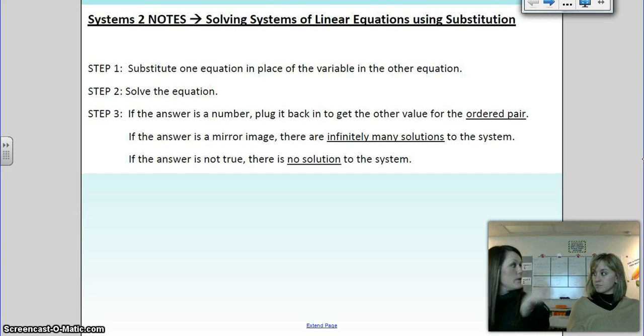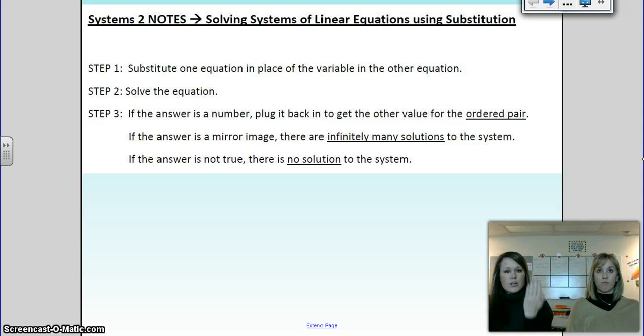You're going to probably, maybe, use distributive property, which we know how to do. And then the third step, you've got kind of 3 options. If your answer is just a number, x equals 5, y equals 2, then you're going to plug that number back into one of the original equations and then solve to find your other value in the ordered pair.